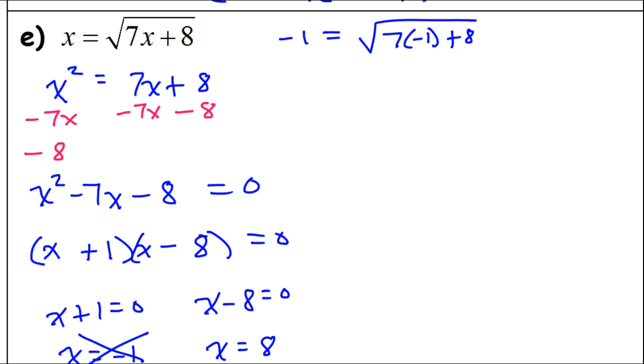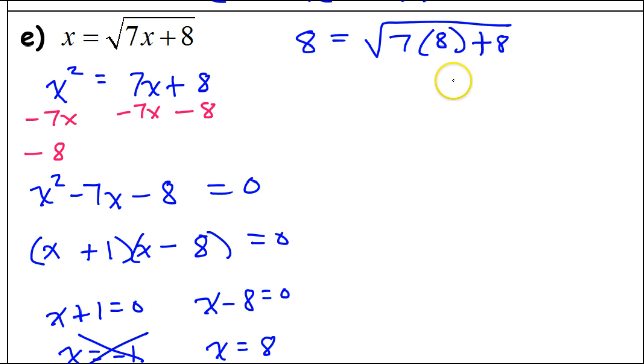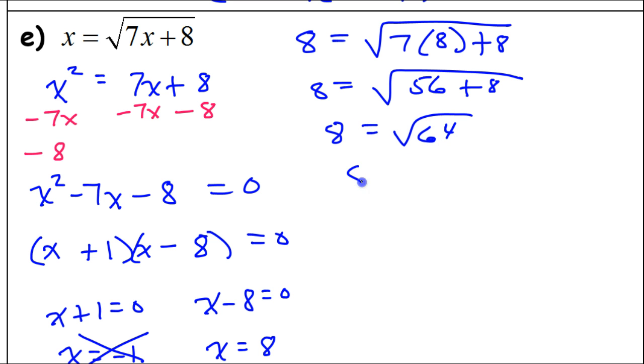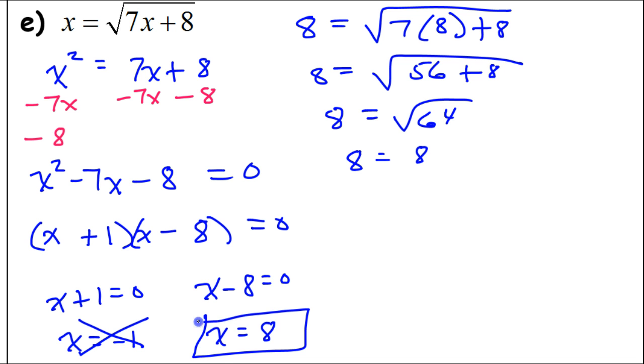Let's check and make sure 8 works. So if I do 8, then that would give me 8 equals the square root of 7 times 8 plus 8. Okay, let's see. So that would be 56 plus 8. So that's 64, which does equal 8. So that one checks out. So x equals 8 is our only solution.